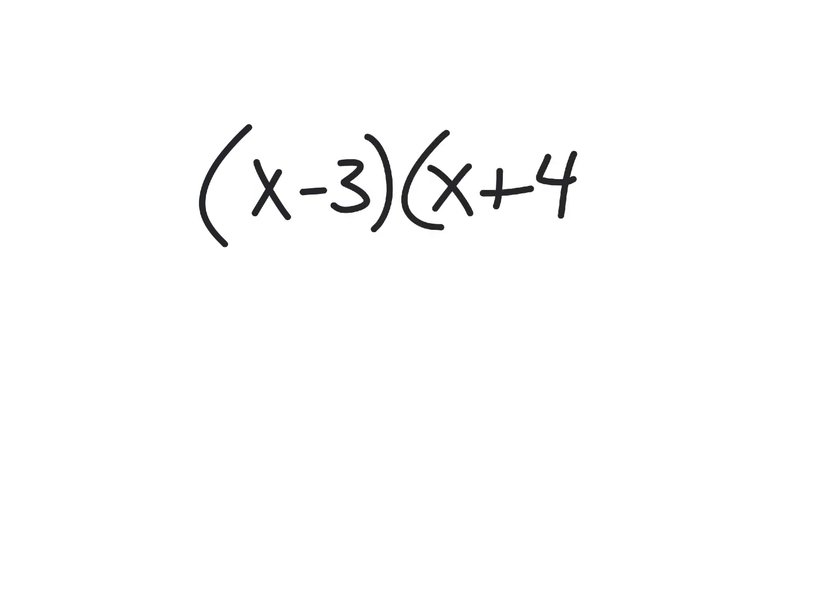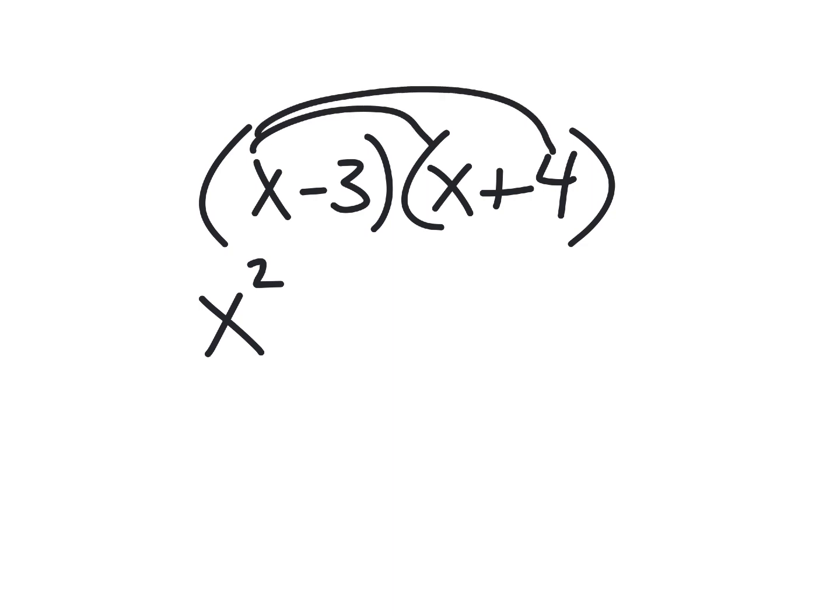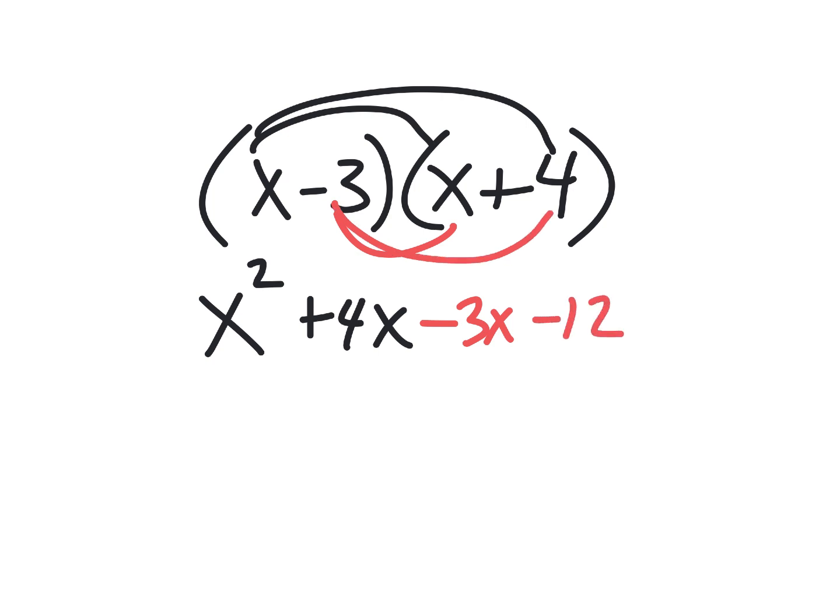So for today, we are going to be just starting with a really easy one. Would everybody just please multiply this out? Okay, so this was x squared, and then I do it this way with the outside ones next. And that would be plus 4x, and then I do these inside ones, minus 3x, and then I do the lasts, which makes negative 12. So that's x squared plus x minus 12.